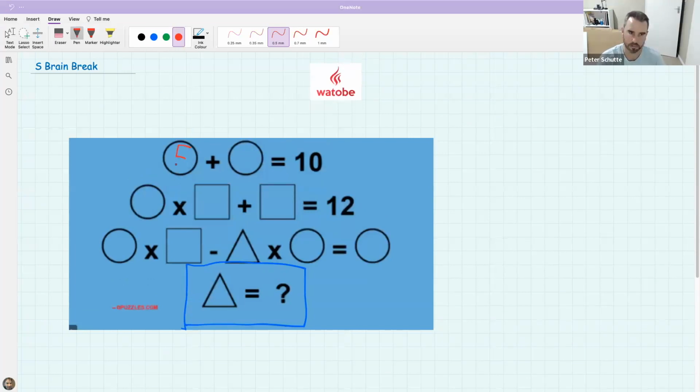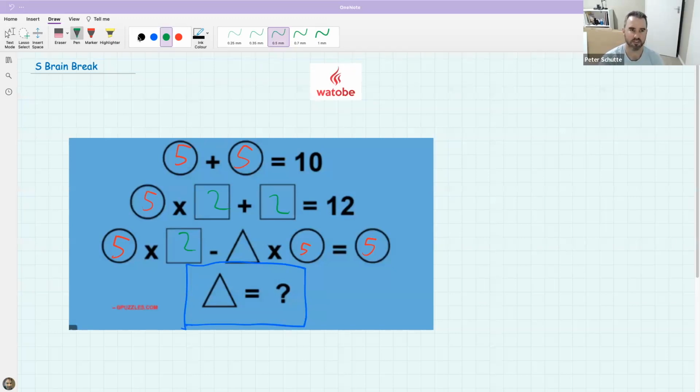It feels to me like the circles should be 5 and 5, because 5 plus 5 must be 10, so they're all my circles. And Ismayeni has said 2. Do I agree with you? 5 times 2 is 10. 10 plus 2 is 12. So I'm on your team there. Now, what is the triangle going to be worth then?